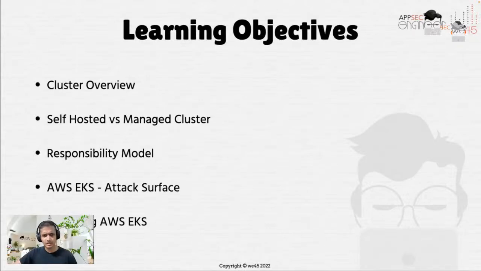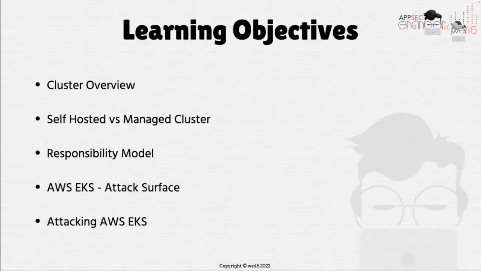Now, once we're done with that, we're going to be focusing on AWS EKS. And it's important to understand the responsibility model. So we need to understand what we're going to be responsible for as end users or as end customers. At the same time, we're also going to have a clear overview of what AWS is going to be responsible for as well. Finally, once we're done with the responsibility model, we're then going to move on to understanding the attack surface for AWS EKS.